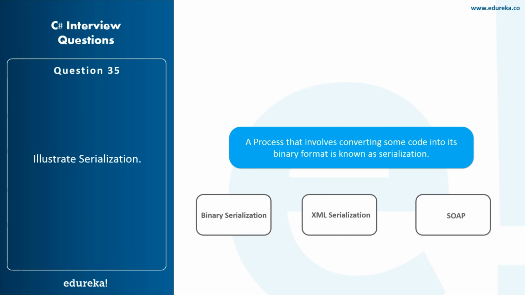Serialization is mainly of three types, guys. We have binary serialization, XML serialization, and SOAP serialization. Now, let me explain each of these serializations. Binary serialization is fast and it demands less space. It converts any kind of code into its binary format, serializes and restores public and non-public properties.